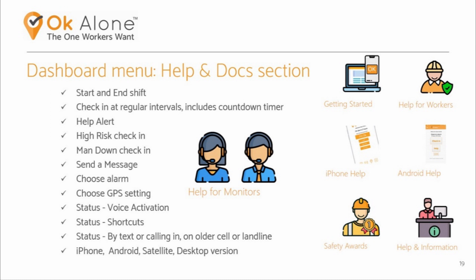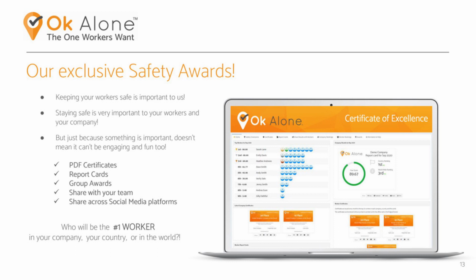And now for something fun, the OK Alone Safety Awards. It's an engaging way for workers to stay safe while using the OK Alone system. They can have a friendly competition with their colleagues and with companies around the world. The program recognizes feature usage and when a safe shift has been earned by awarding e-badges, points, and rankings. Who will be the #1 worker in your company, in your country, or in the world?